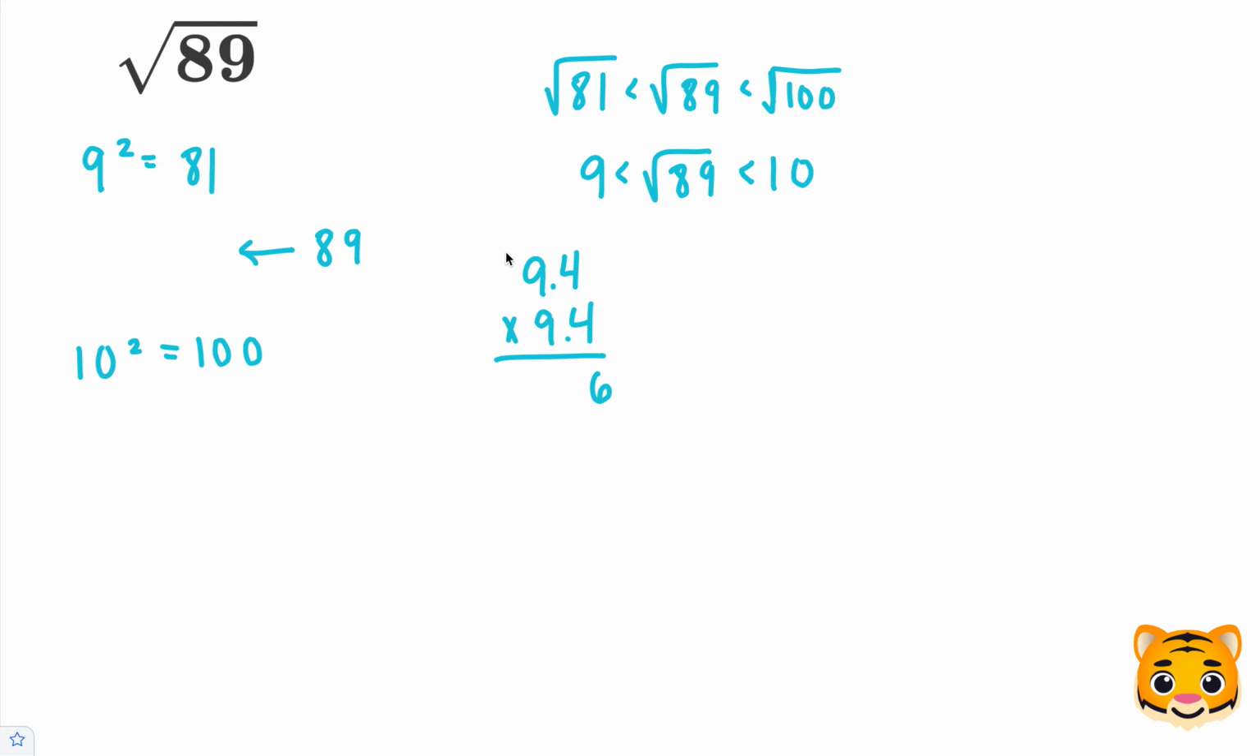4 times 4 is 16, carry the 1. 9 times 4 is 36, plus 1 is 37, add our 0. 9 times 4 is 36, carry the 3. And then 9 times 9 is 81, plus 3 is 84. When we add these together, we're going to end up getting 88.36.